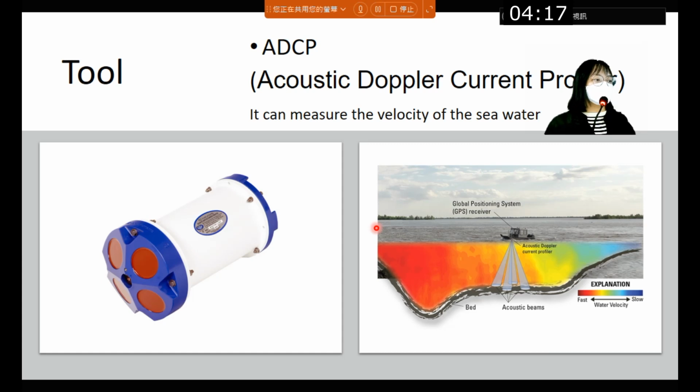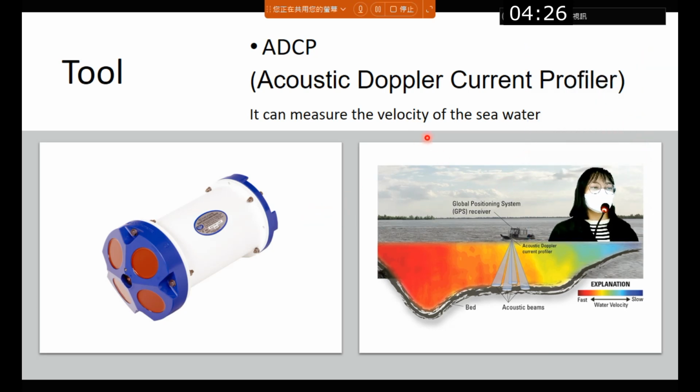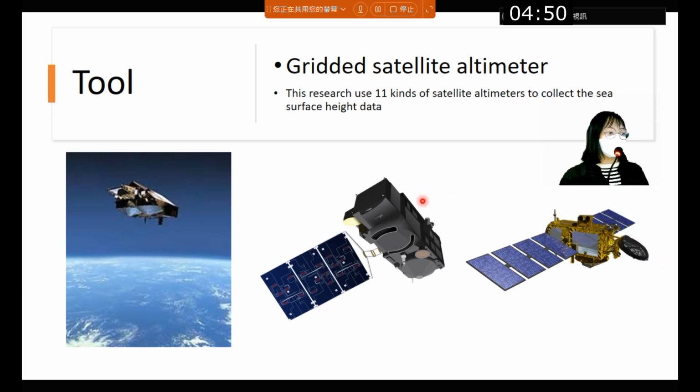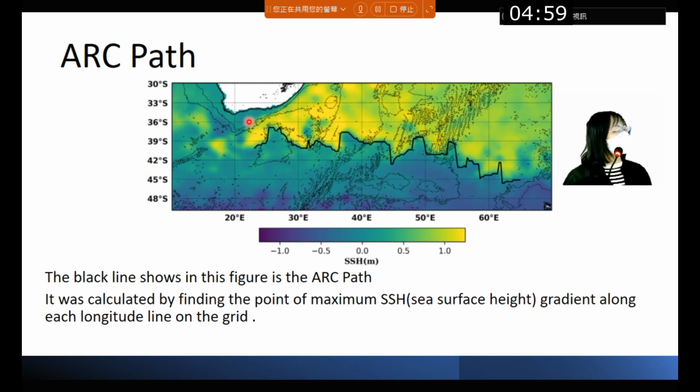And here is the first tool for this research, the ADCP, the Acoustic Doppler Current Profiler. It can measure the velocity of the seawater. Here shows the sea floor. And the second tool is the gridded satellite altimeter. This research used 11 kinds of satellite altimeters to collect the sea surface height data. And there are three types of satellite altimeters under here.